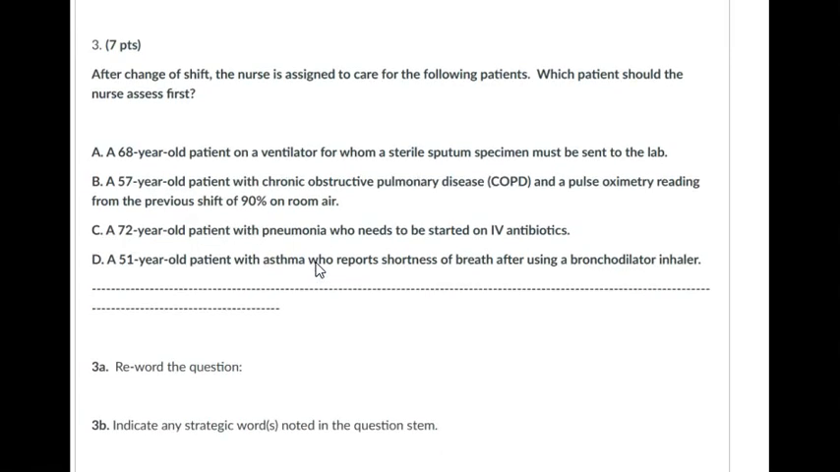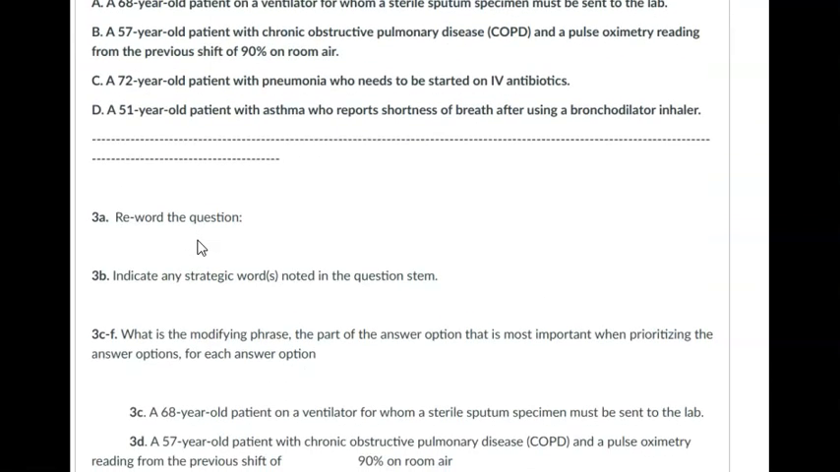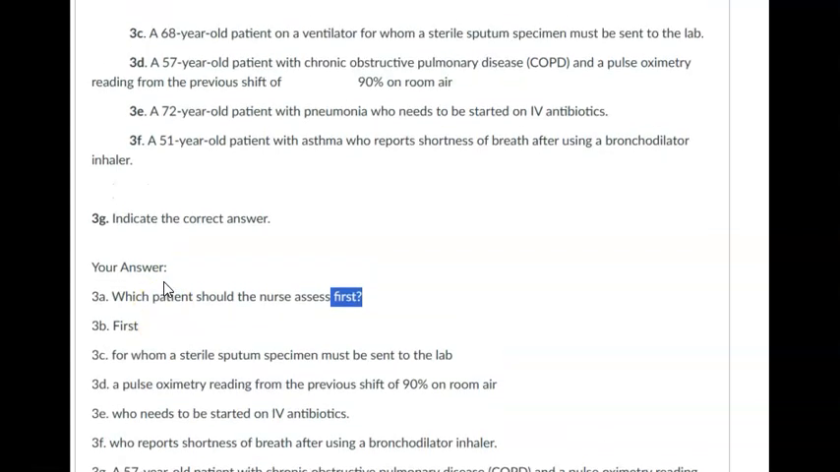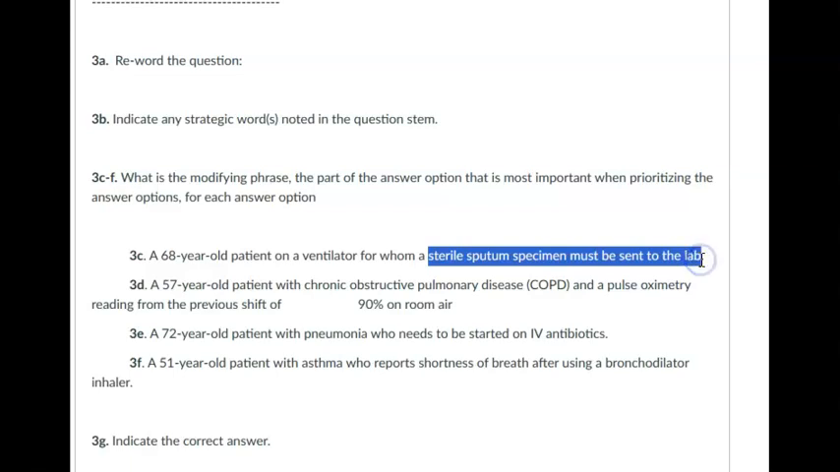All right, number 3 here. Change of shift. You get assigned some patients. Who are you going to see first? And then you have some patients listed. So let's see what they put here. Which patient should I see first? Priority word there is first. And then it was asking you to look at the modifying phrase for each answer option here. So you got a 68-year-old patient for whom a sterile sputum specimen needs to be sent to the lab. That's the modifying phrase. These end phrases are what's going to help you determine which patient you need to see first.